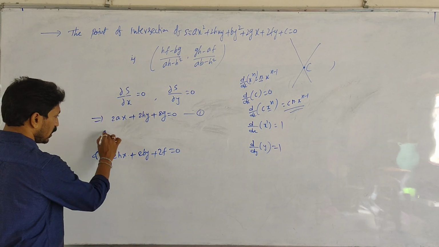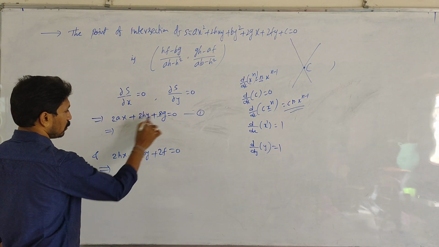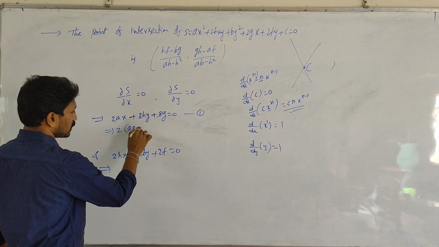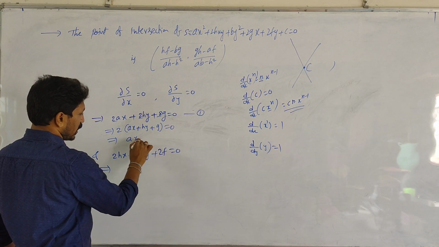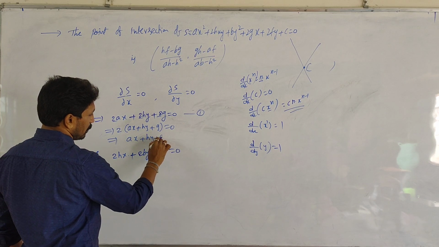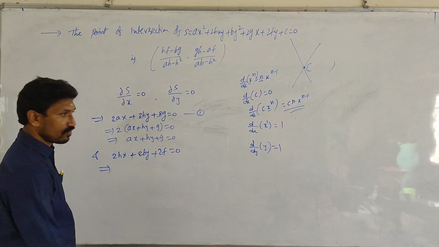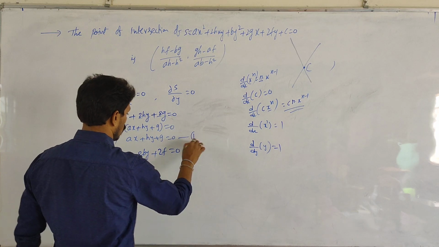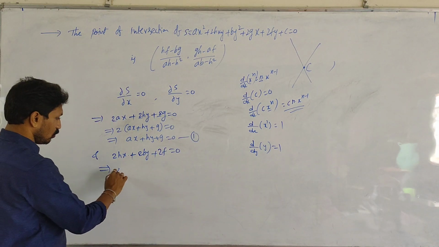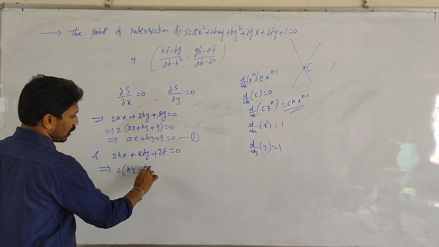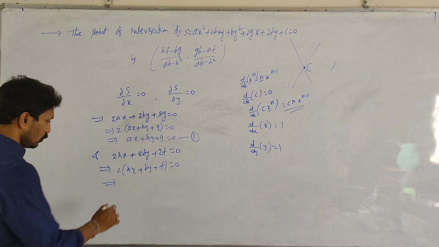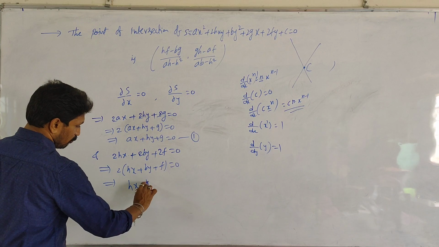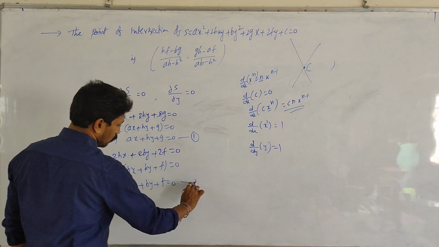Here what can you take? Here also what can you take? 2 is common, this 2 if you take outside, ax plus hy plus g is equal to 0. In other words, you can write ax plus hy plus g is equal to 0. So this one you take as 1. Similarly, if you take 2 common here also, hx plus by plus f is equal to 0. So 2 transposed to that side, you get hx plus by plus f is equal to 0.